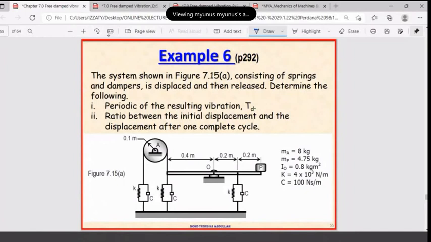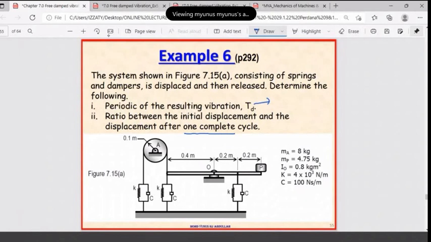So if you look at the equation now, it's also very similar to what we had earlier. The system shown here consists of a spring and damper, with spring K and damper C, and 3K and 3C, displaced and then released. That is the normal procedure to get the vibration. So determine the following. One will be TD. What will be the TD? The ratio between the initial displacement and the displacement after one cycle.